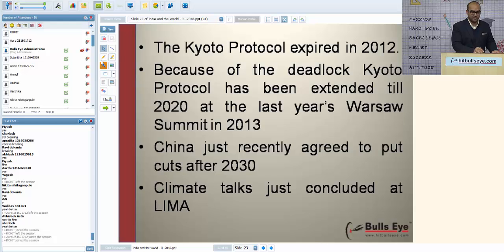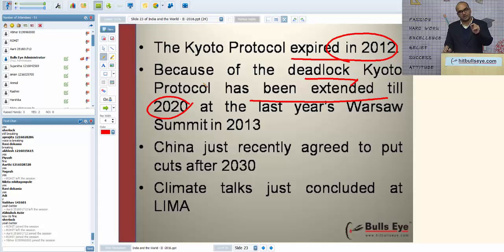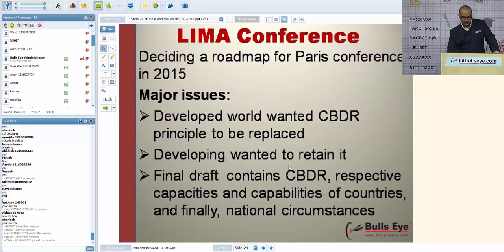Next, the issue came of the Kyoto Protocol expiring. It expired in 2012. Because of the deadlock, the Kyoto Protocol was extended till 2020, because there is no agreement between the developed and developing world on the amount of cuts or emissions that should be kept. So due to this deadlock, the Kyoto Protocol was extended till 2020 in 2013, right? Now we come across a new kind of system related to a conference held in Lima. Lima is of course in Portugal. Let's see what the Lima conference was all about.